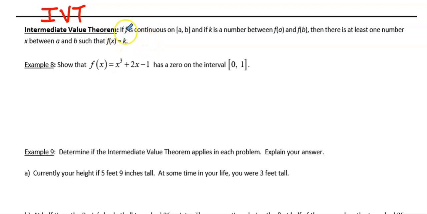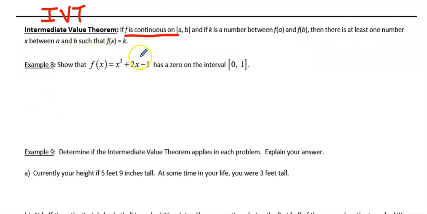But the first thing I want to say about the theorem is, notice the very first thing that it says: is it continuous on a closed interval? It has to be continuous on that closed interval. It has to be, and so that's why it's in this lesson, as we just talked about continuity in the second video. If f is continuous, and it has to be 100%, and if k is a number between f of a and f of b, then there's at least one number x between a and b such that f of x is equal to k.